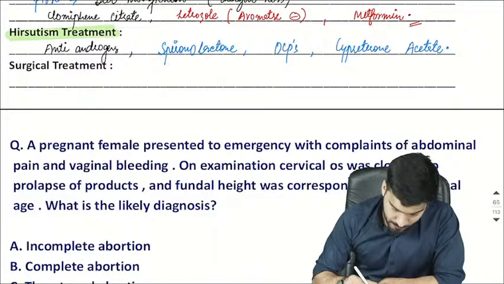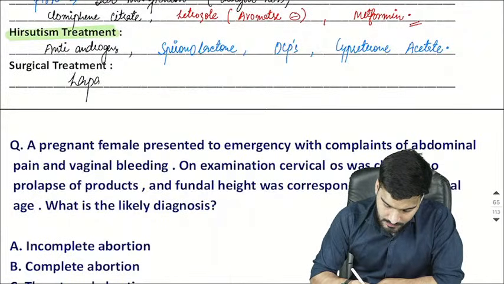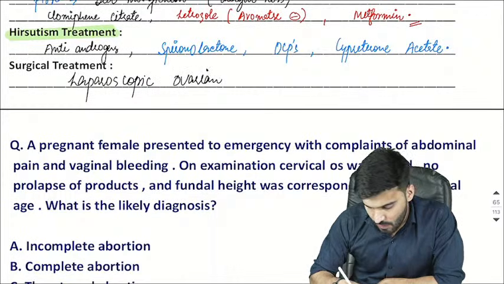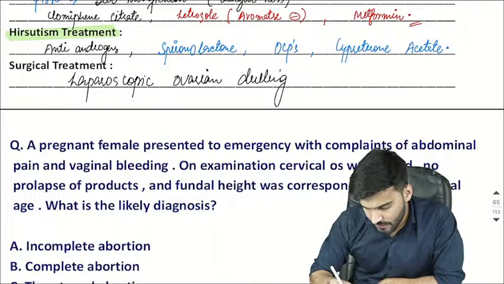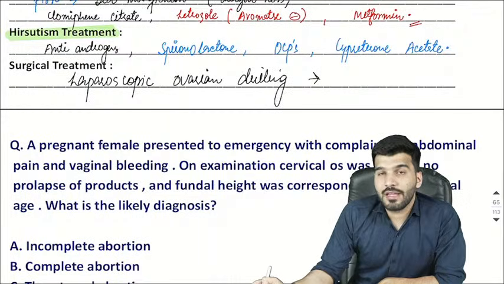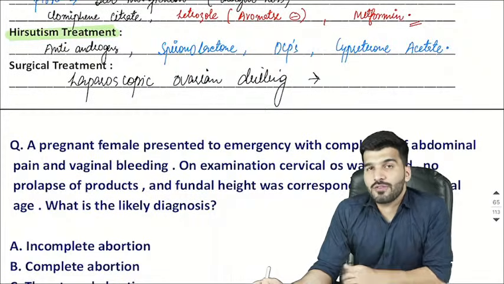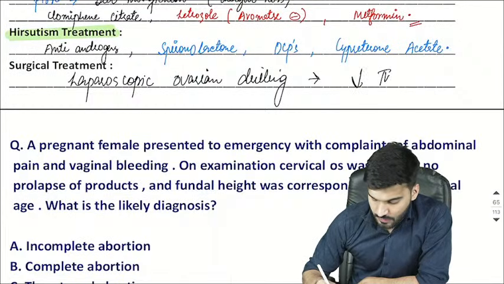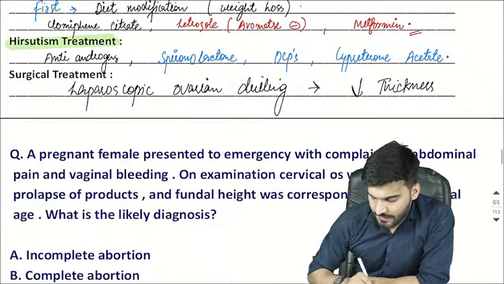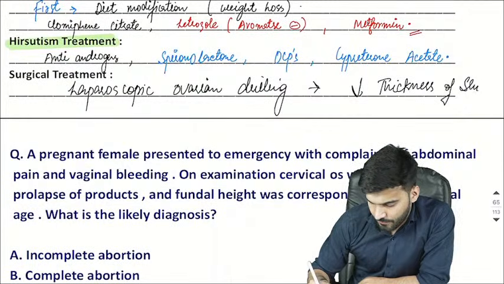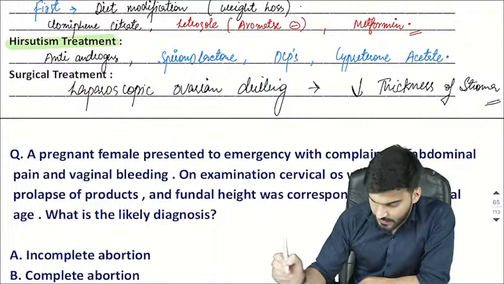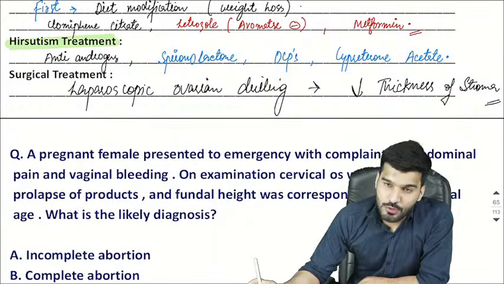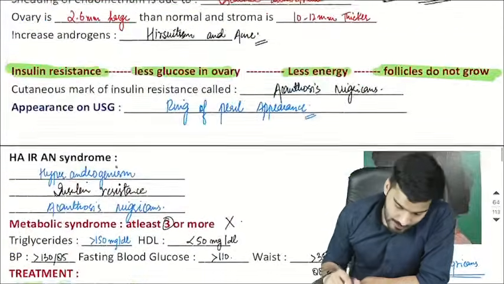And next to that, we have also surgical treatment, where we go with laparoscopic ovarian drilling. Due to this laparoscopic ovarian drilling, the main goal is to decrease the thickness of the stroma so that ovaries or follicles will grow. So that was all about PCOS, polycystic ovarian syndrome. Clear? Now let's go to the next question.